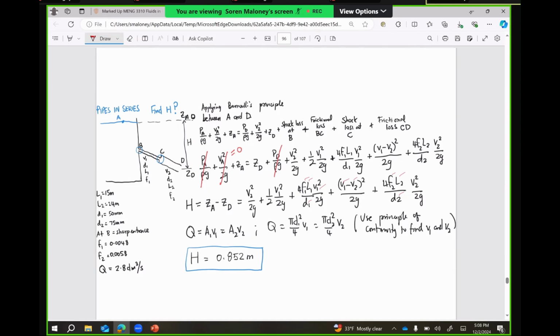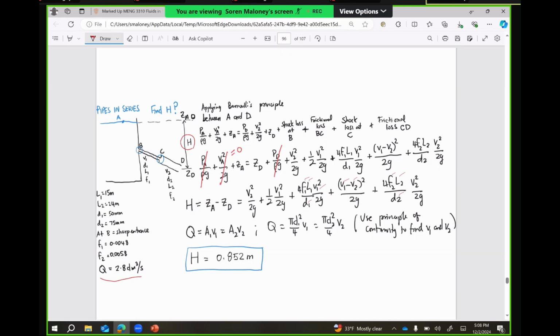So here we want to find H. We have been given the flow rate, so we want to find this H value here, which is actually ZA minus ZD. We want to find the head.